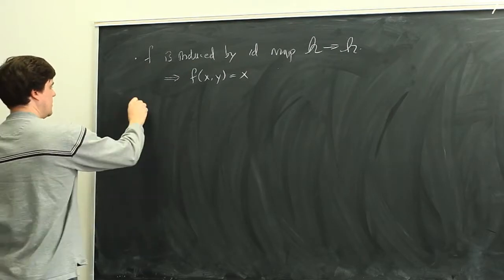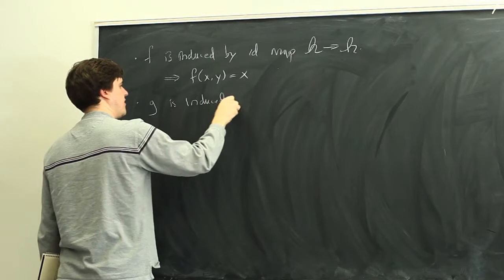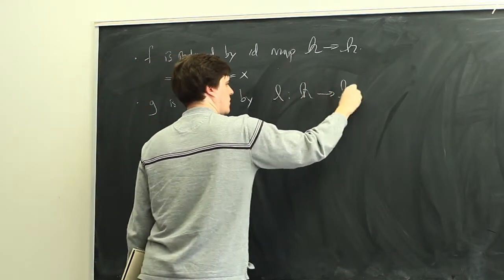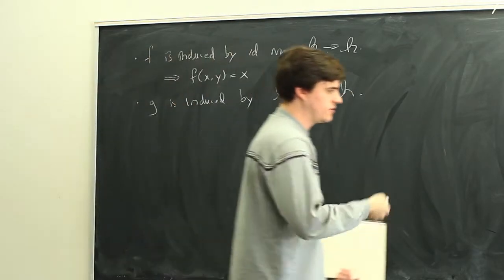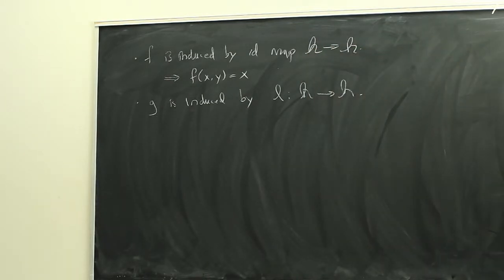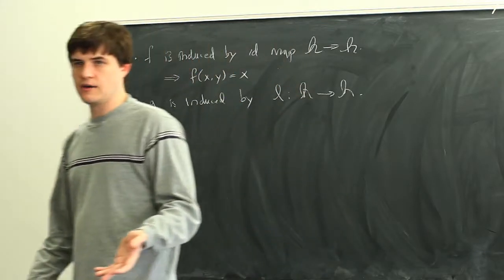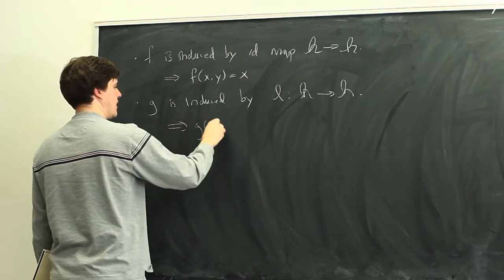And G, the other map, is induced by multiplication by L on the upper half plane. And so it's just given by multiplication by L on P1Q, and that's not going to change if you have an N in the denominator or not. So it also is the case that G of XY is equal to X.